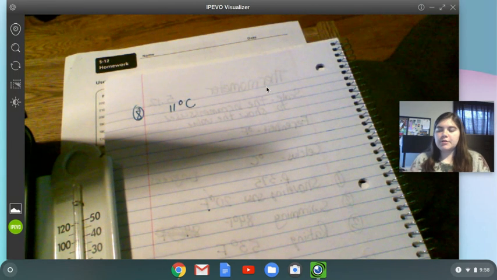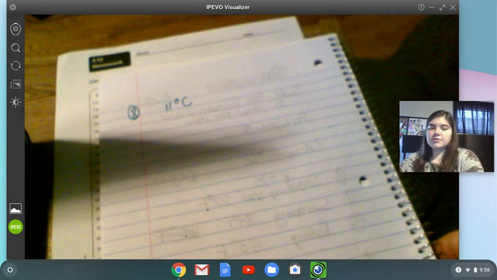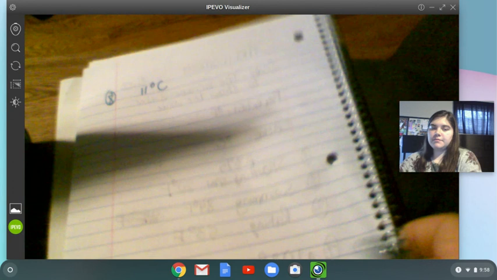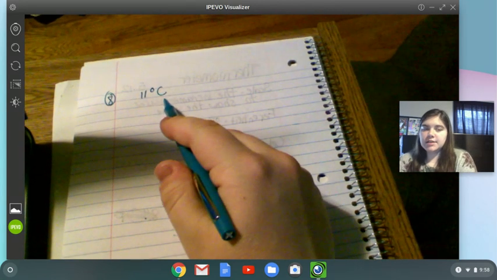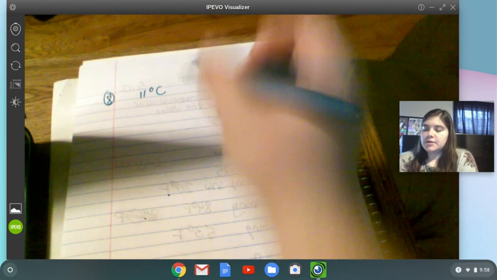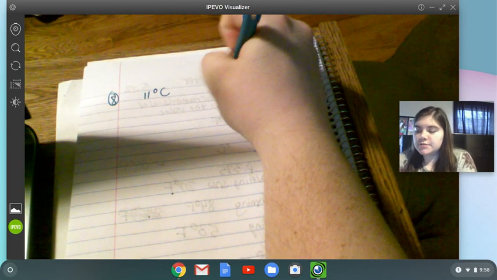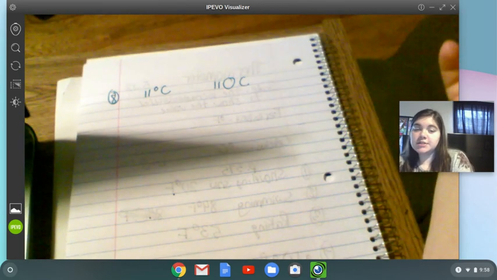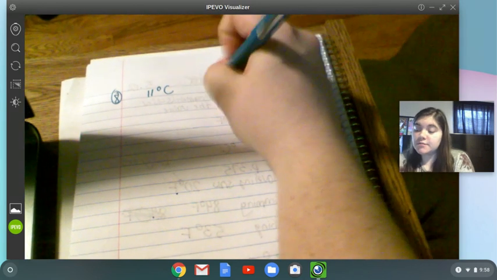Remember that you need that little degree symbol after your number. It's not just 11C, it's 11 degrees Celsius. Try not to make your degree symbol super big, otherwise it looks like it's 110 degrees Celsius, which is a much different thing.